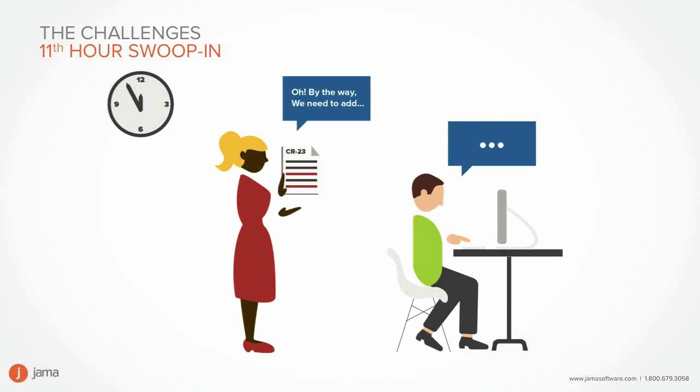This first one is titled the 11th Hour Swoop-In. On the left-hand side, we may have an executive or a key stakeholder that at that 11th hour is asking us to change or to make a modification, or they're finally making that decision. And we're on the right-hand side as we continue to march towards the delivery date.